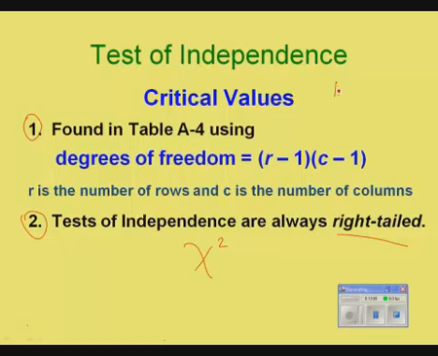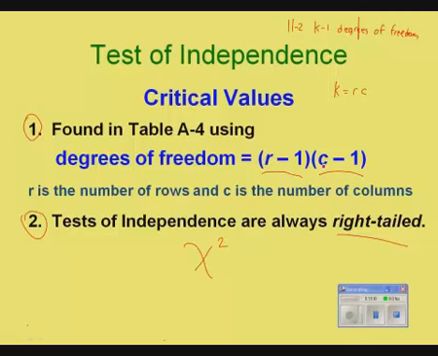Because I said that K is R times C, right? Now, normally, when you do a goodness of fit test, back in section 2, we use K minus 1 degrees of freedom, right? But what they say to do here is use R minus 1 times C minus 1. 1 less than the number of rows. Multiply that by 1 less than the number of columns. That's not K minus 1.